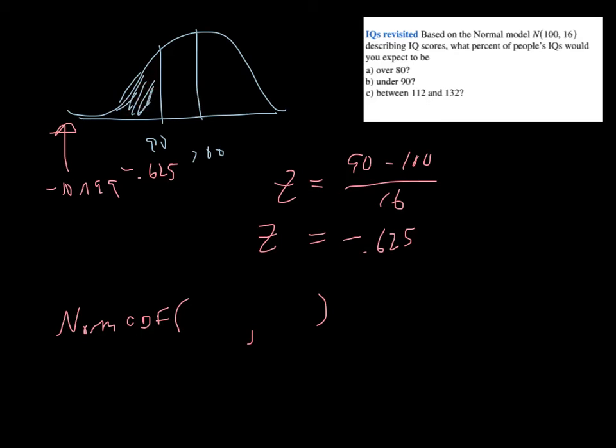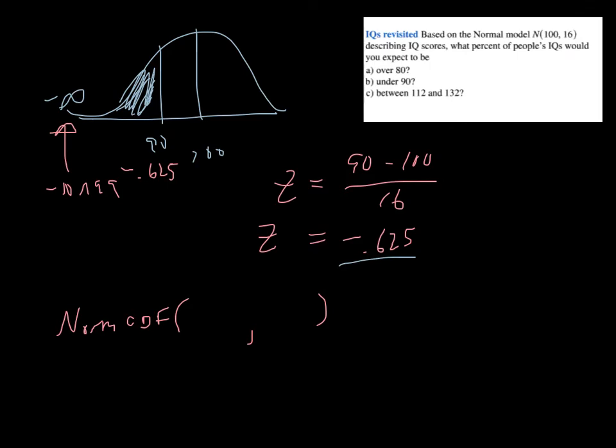So we're looking for the area that's bounded between negative 10 to the 99, or negative infinity, all the way to 90. What percent is there? Well, definitely less than 50% because we're to the left of 100. What is the z-score associated with 90? That's negative 0.625, or less than 1 standard deviation, a little more than a half of a standard deviation below the mean.